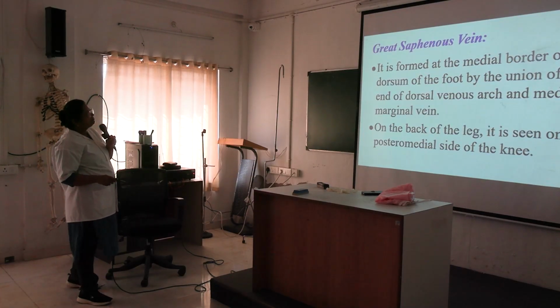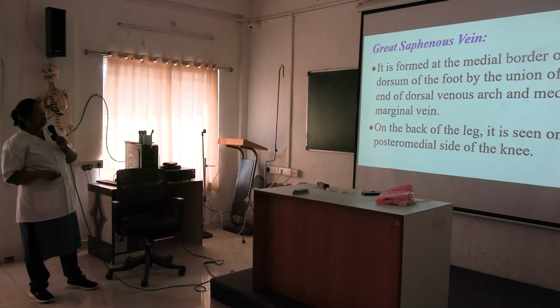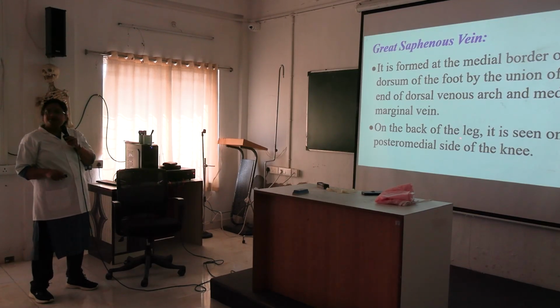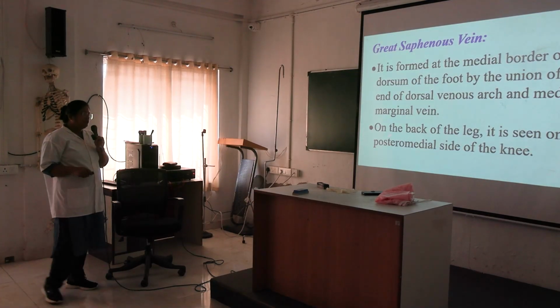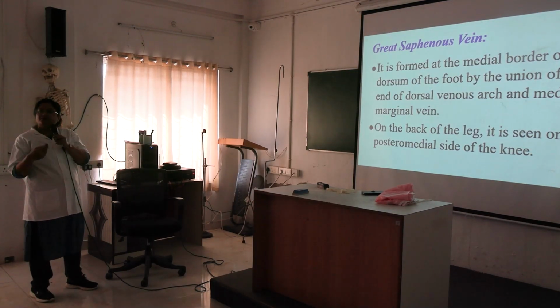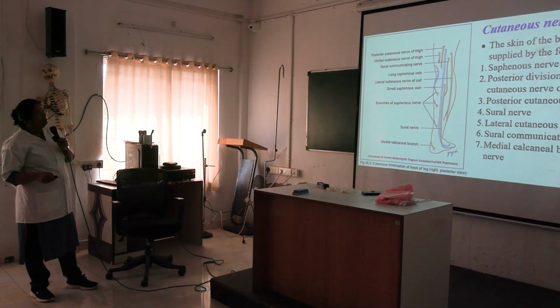So, great saphenous vein is formed at the medial border of dorsum of the foot by the union of medial end of dorsal venous arch and medial marginal vein. And on the back of the leg, it is seen only on the posteromedial side of the knee. You have seen in the picture here, great saphenous vein, and this one is small saphenous vein.